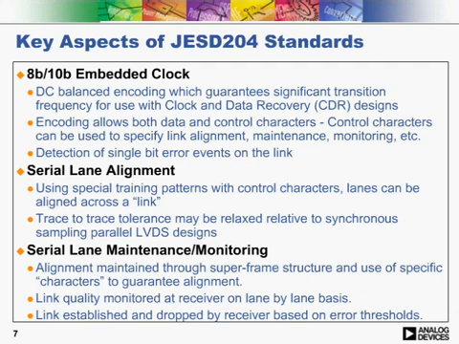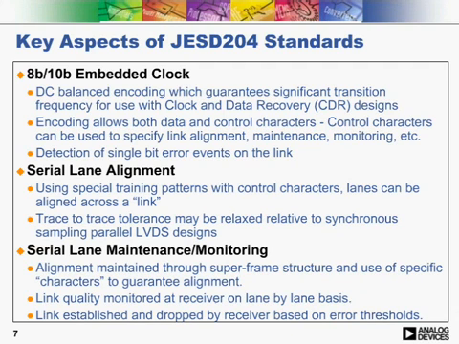Let's now take a look at some of the key aspects of the 204 standards. An 8B10B embedded clock is utilized, which uses DC balanced encoding. This guarantees significant transition frequency for use with the clock and data recovery designs, and this encoding allows both data and control characters to be used. The control characters can be used in specifying link alignment, maintenance, monitoring, etc. And this encoding also allows for the detection of single-bit error events that occur on the link.